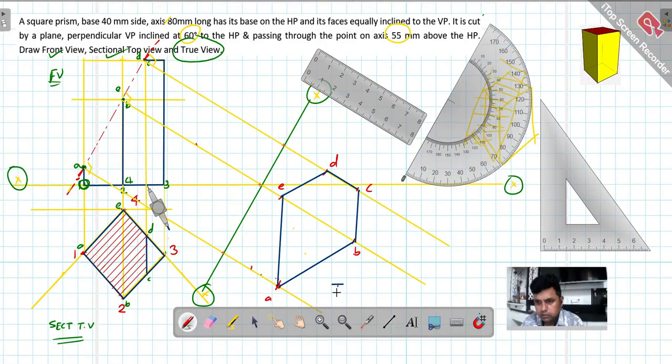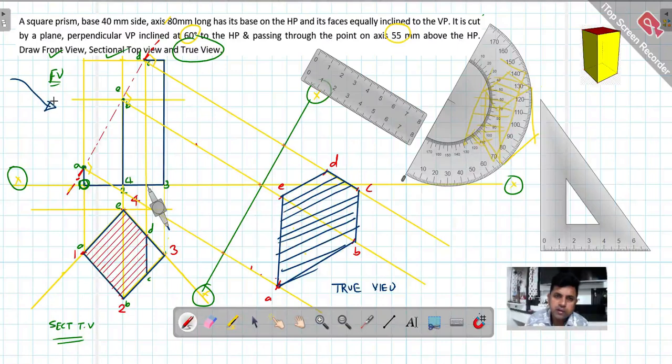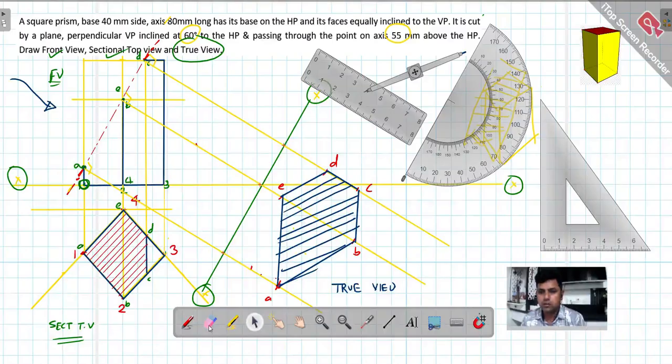Call this the true view or true shape and mark it with the section lines. This true view is nothing but what? If you observe from here, the cut that has happened here, that cutting is reflecting like this. Okay, so this is your answer for this question. Whichever answer it is, okay, so what I have done, you should not do it like this; do the representation properly.